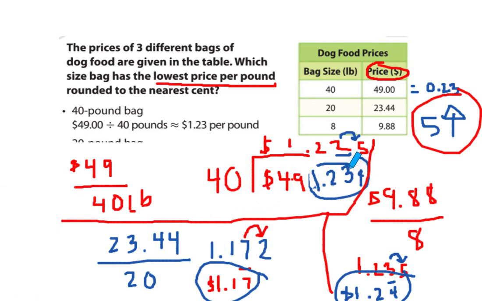There you go, $1.23. So the 40-pound bag sells for $1.23. The 20-pound bag sells for $1.17. And the 8-pound bag sells for $1.24, making the 20-pound bag the cheapest way to go. And that is how you compare them. Now again, when we have these ones, we are allowed to use a calculator when there's a lot of these and you have to compare. But you have to remember to round to the hundredths place.